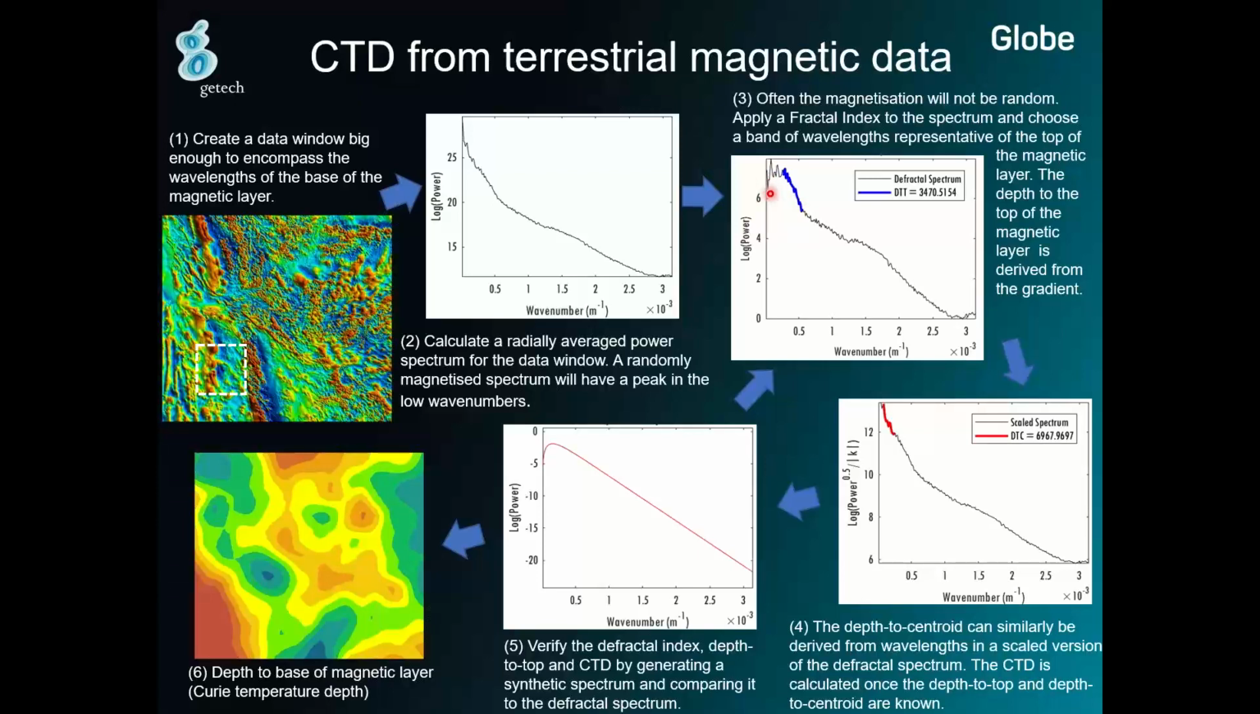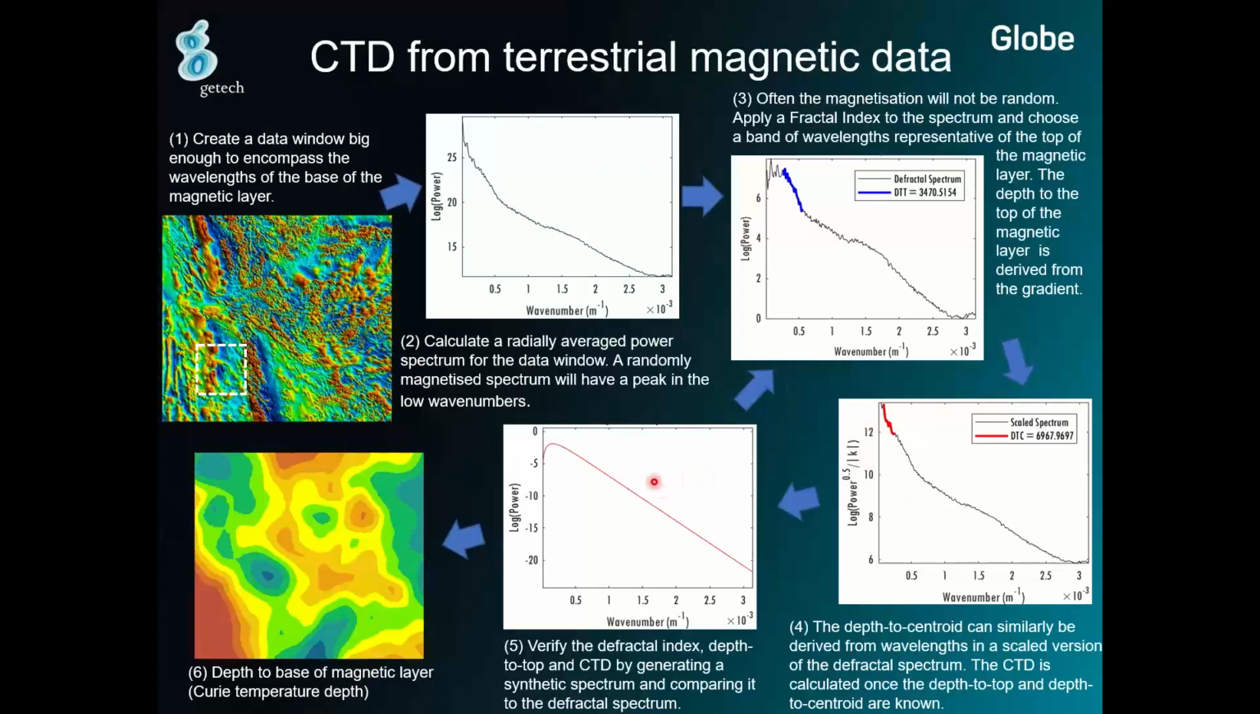From here, we can do two things. We can use this part of the power spectrum, which is not quite the longest wavelength, to estimate the depth to the top of the magnetic layer. We've got a value here. We can also redraw our power spectrum in a slightly different way. And then from this part of the power spectrum, which is pretty much the longest wavelength, we can use that slope to estimate the depth to the centroid. That's to say the depth to the middle of the magnetic layer.